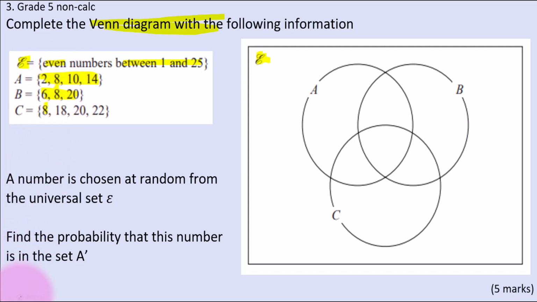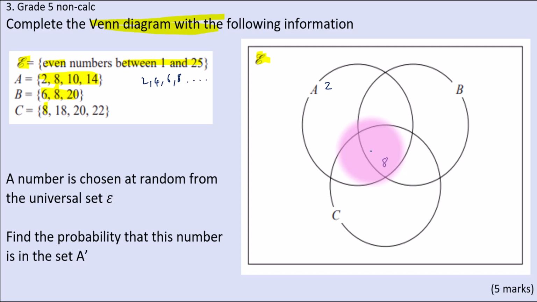So how we start this off is, let's imagine we've got all the even numbers between 1 and 25. So we've got 2, 4, 6, 8 following that pattern. So 2 is in A, not in B and C. So we could quite nicely put 2 in here. Now 8 is in A, B and C, so it has to intersect all 3 of them. So let's put the 8 in. We've done the 8.